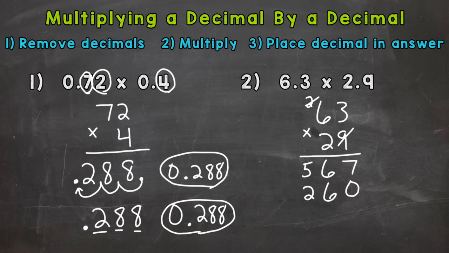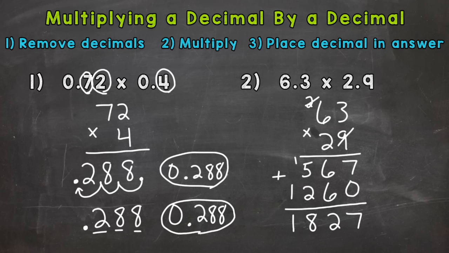So now we add our partial products together. 7 plus 0 is 7. 6 plus 6 is 12. 1 plus 5 is 6. Plus 2 is 8. And we have our 1 over here. So we get 1,827. So we need to place our decimal correctly now.